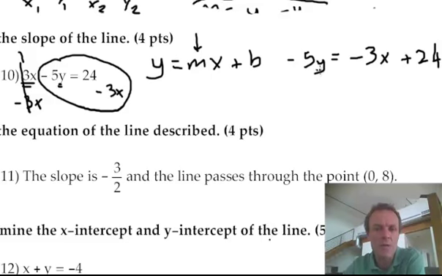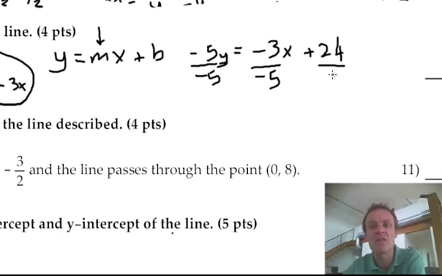How to get the y by itself? I divide by negative 5. Don't divide by 5. The number next to the letter is negative 5. Divide everything by negative 5. Everything by negative 5. Now I'm going to cross off this. There we go, that's gone. So I've now got the y by itself.